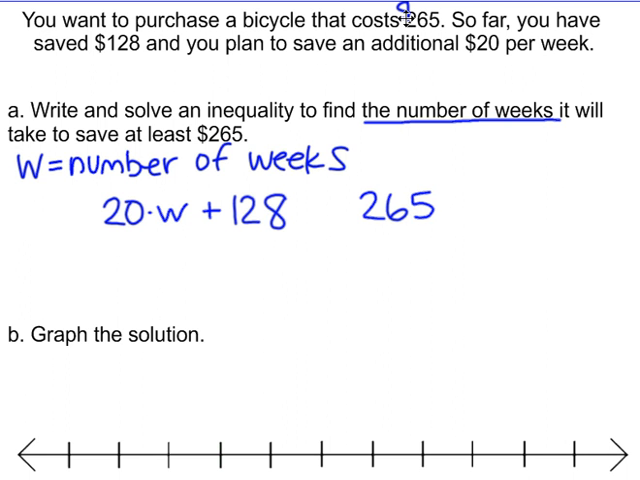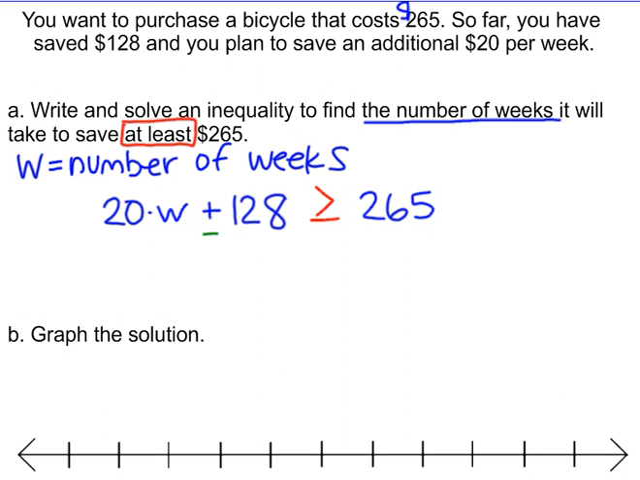Okay, our last piece is to determine which inequality symbol to use. If we are using the words at least, that means we could have exactly 265, so that could be equal, or it has to be more than. So the correct symbol for at least is always going to be greater than or equal to, because we can go above $265 and still have some left over, but we can't buy the bicycle until we have at least that much. All right, now we can go ahead and solve our inequality.